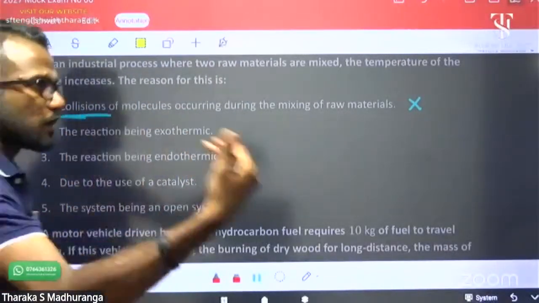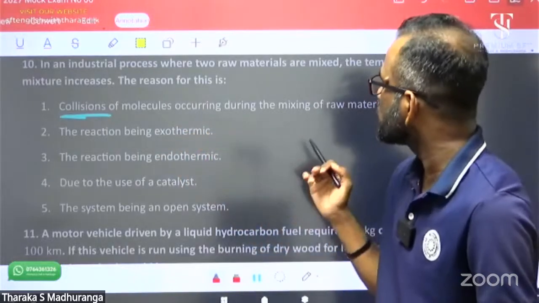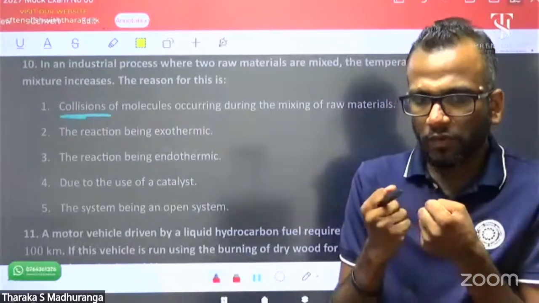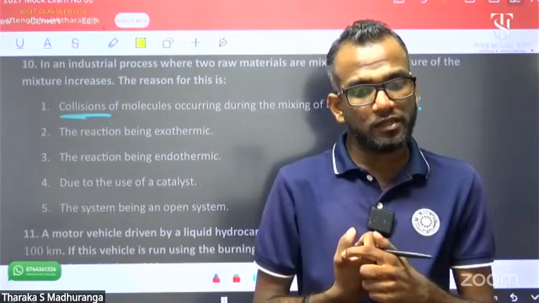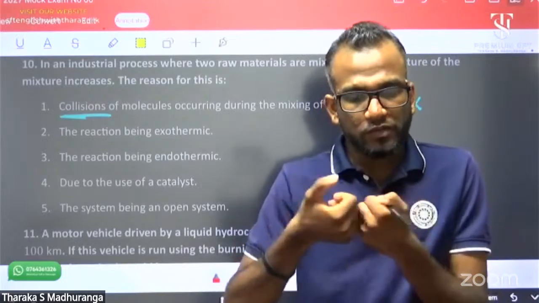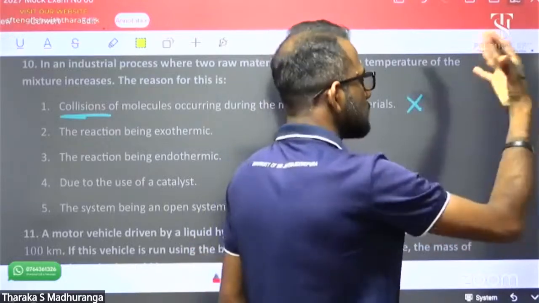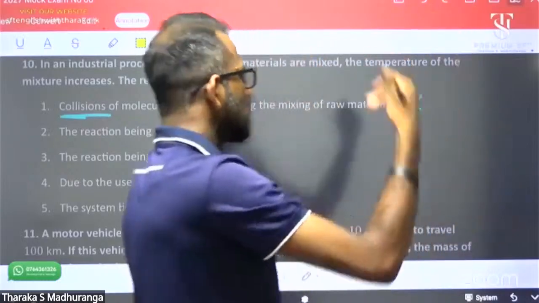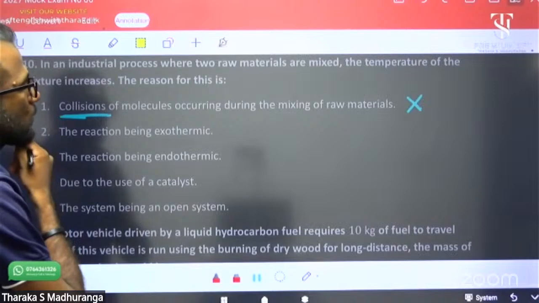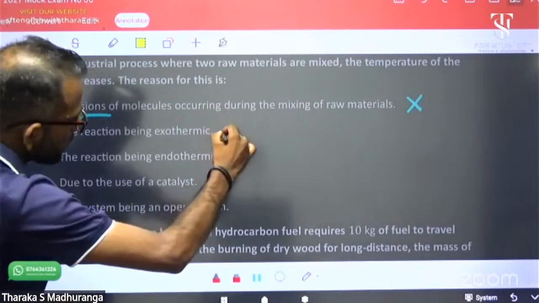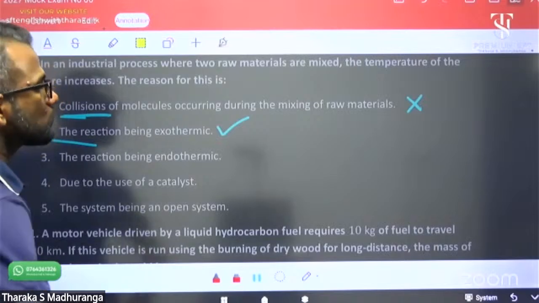We will discuss in detail the mechanism of a chemical reaction in our next kinetic chemistry lesson. Collision of molecules occurs during mixing of raw materials. Yes, collision is true, but if it is an exothermic reaction, it produces heat during collision. If it is an endothermic reaction, it loses heat, meaning it cools down. Therefore, temperature does not always increase due to collision. Exothermic reactions produce heat; endothermic reactions cool down and the temperature decreases. The reaction being exothermic is the exact reason.